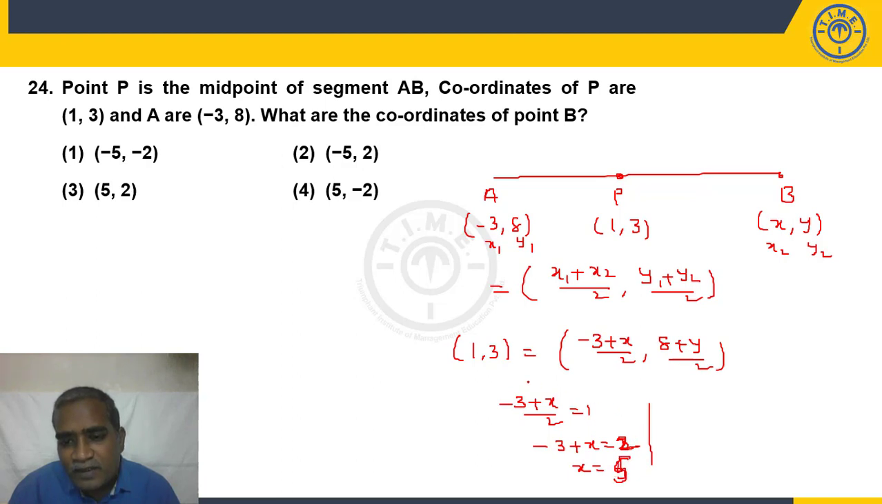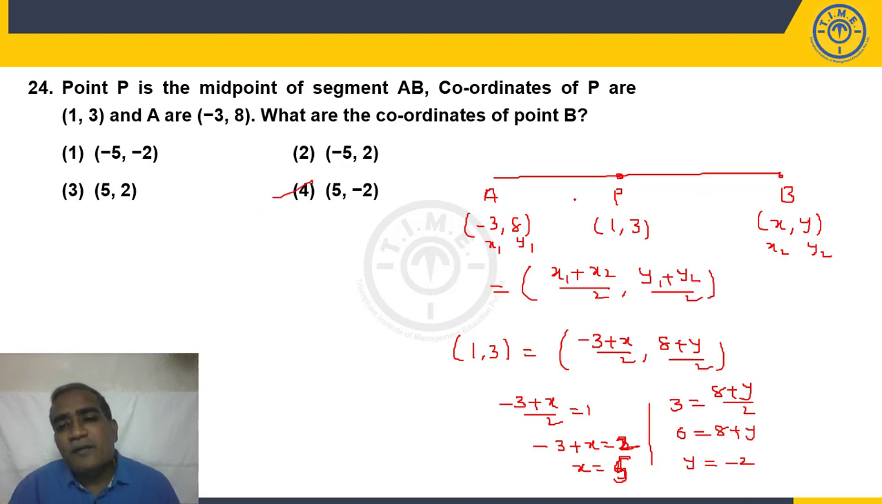X is 5. Next, 3 is equal to 8 plus y by 2. 6 is equal to 8 plus y. Y is equal to 6 minus 8, minus 2. 5 comma minus 2. Yes, that is the fourth option. If P is the midpoint of AB, then use the midpoint formula x1 plus x2 by 2, y1 plus y2 by 2. Yes. 5, minus 2. Clear? Right. Next problem.